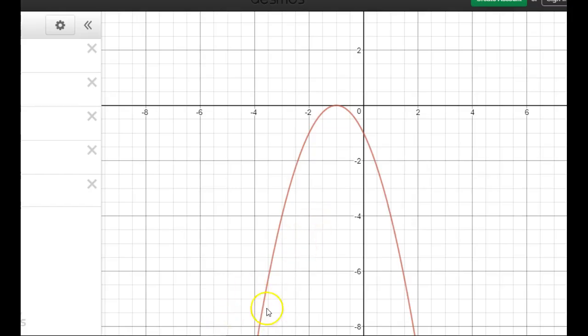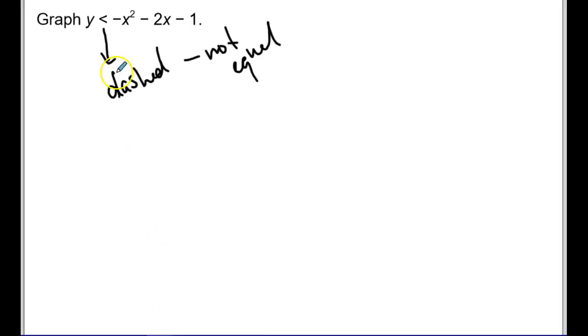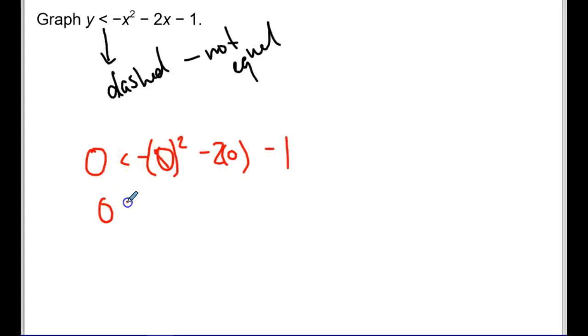So now I have to determine which part do I shade. Do I shade inside my parabola or do I shade this entire outside part? So what I really like to do is use the point (0, 0). I like to use that point because it makes life a little bit easier. Okay, so let's test the point (0, 0). I can plug in 0 for each of my pieces, right? And I always want to use parentheses when I'm substituting. So I have 0 is less than, (0) squared is still 0, and negative (0) is 0, minus 2 times (0) is 0, minus 1. So 0 less than negative 1.